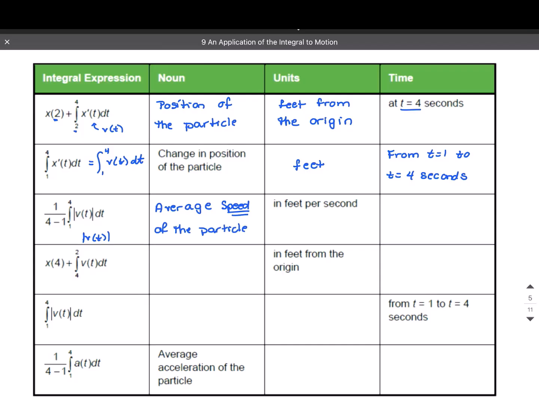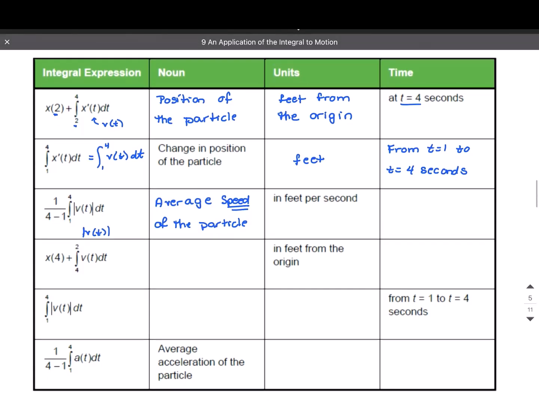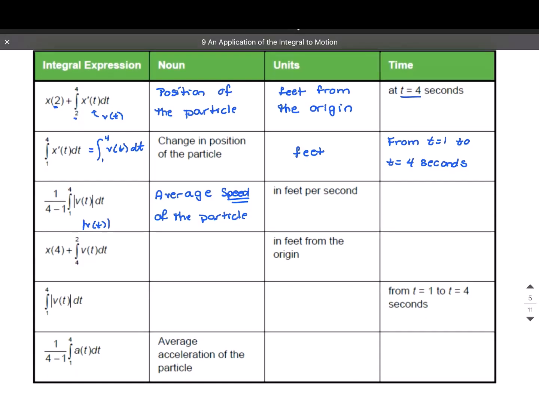So this is the average speed of the particle. And notice the units were in feet per second, which means you would have been between velocity or speed. And this is happening between time equals 1 and time equals 4 seconds. And don't forget the unit on that time.